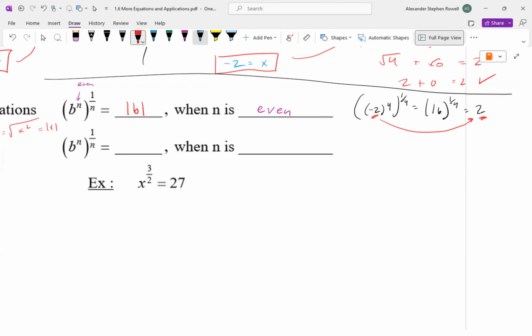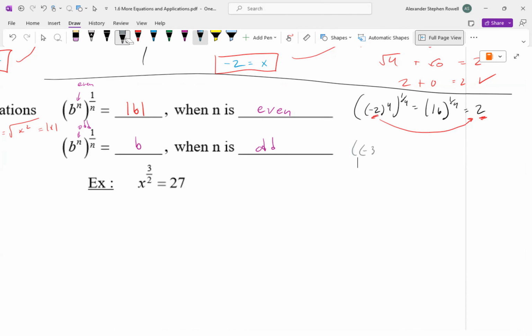Okay, any questions about that? Okay, what if that n is odd? If it's odd, then it turns out you just get b. It's nice. So a quick example.